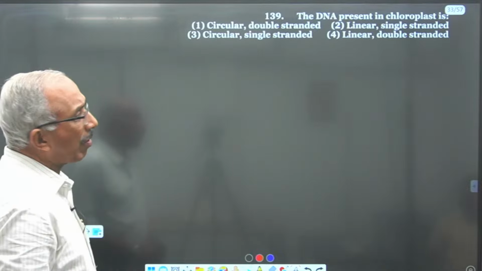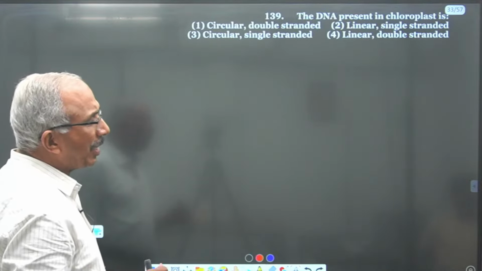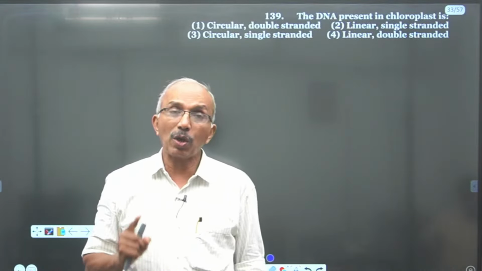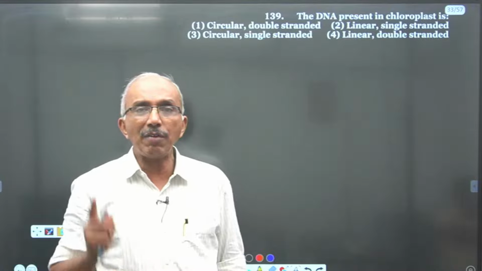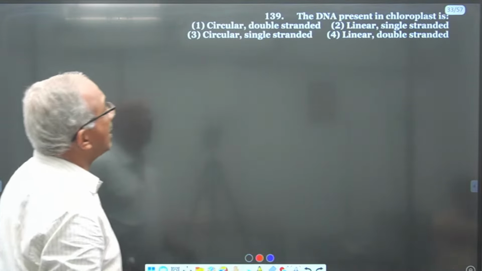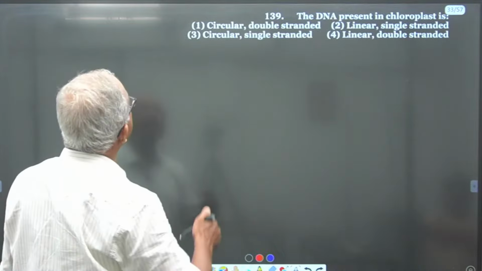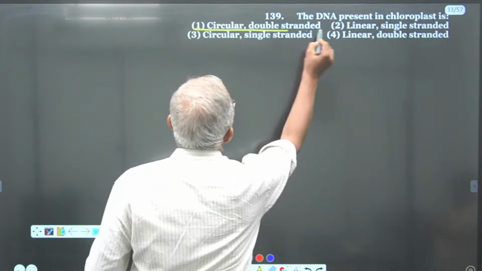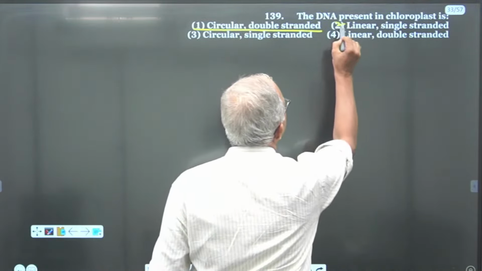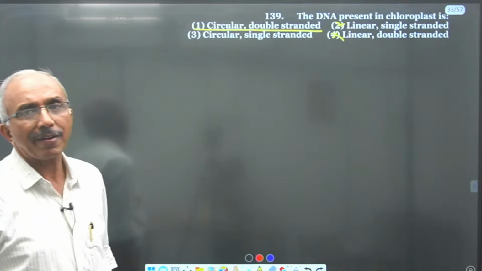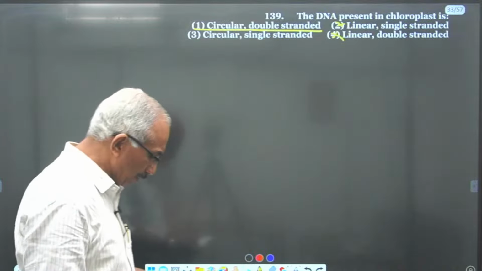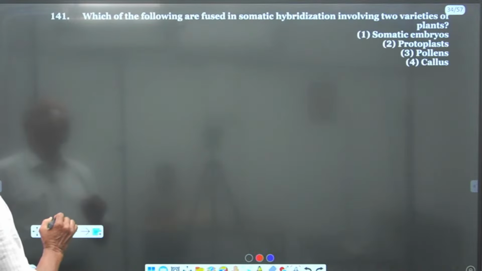DNA present in chloroplast is that of a prokaryotic type. And we know the prokaryotic type of DNA is circular. So the answer is option 1, circular double-stranded. We could drop these two options because they are linear. Linear is in the eukaryotic, so it is dropped. Next.